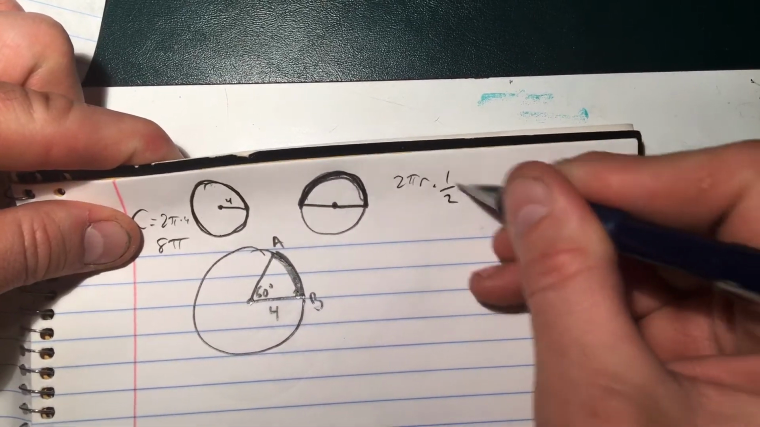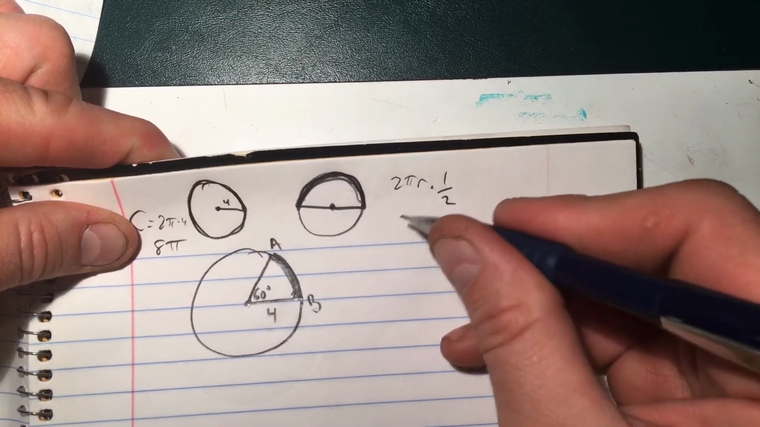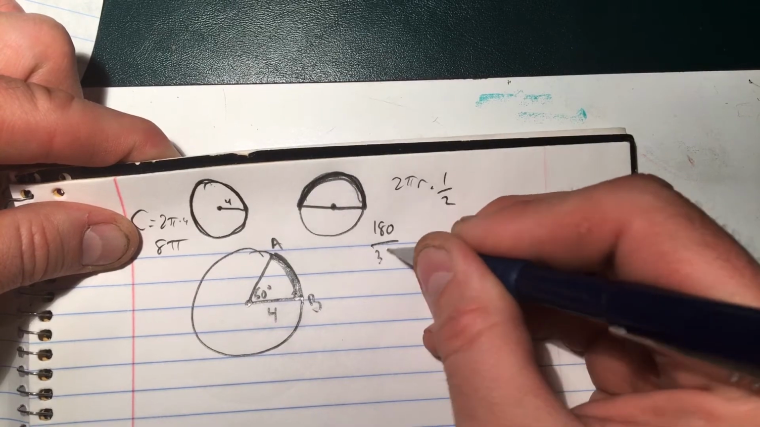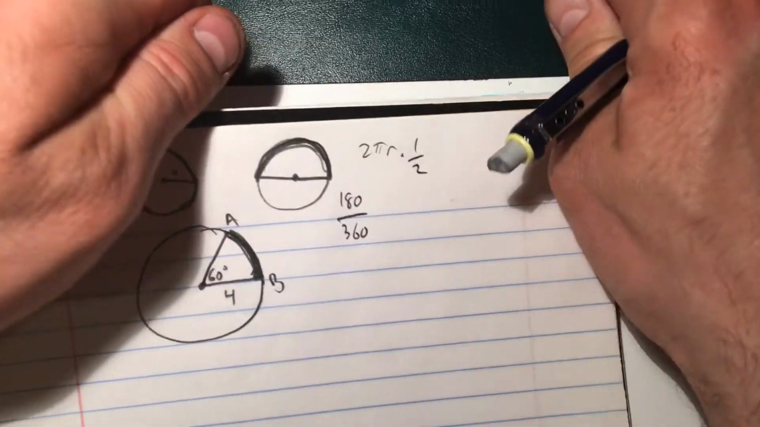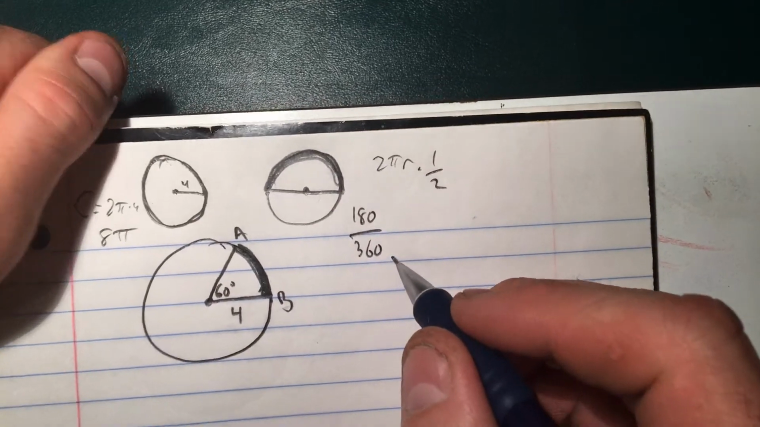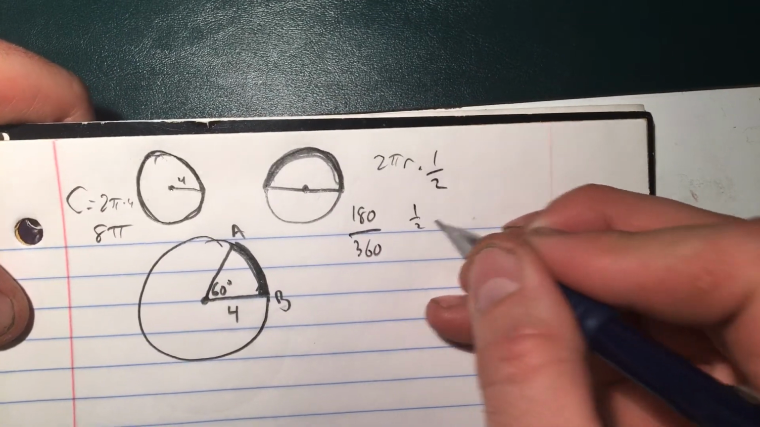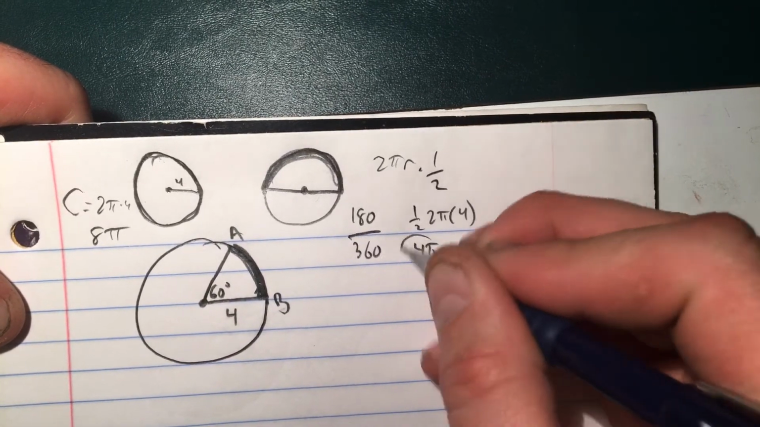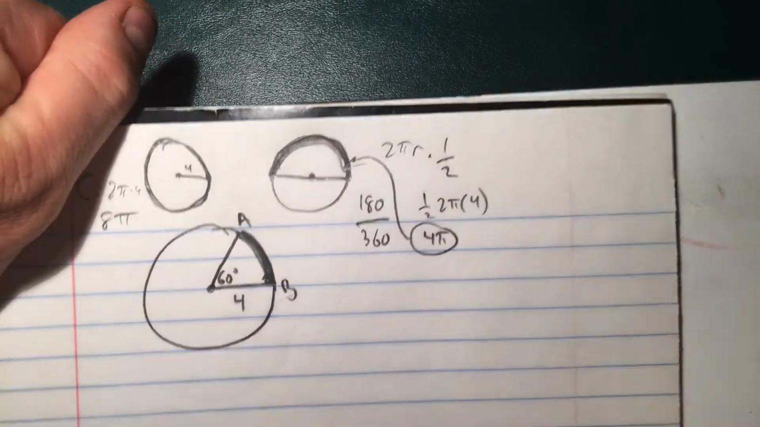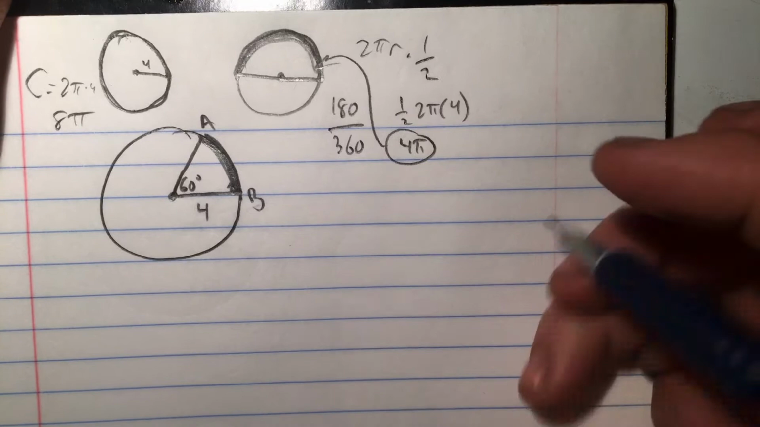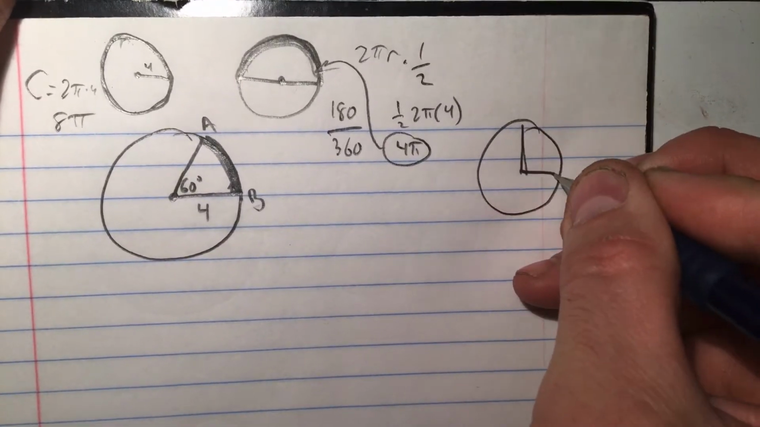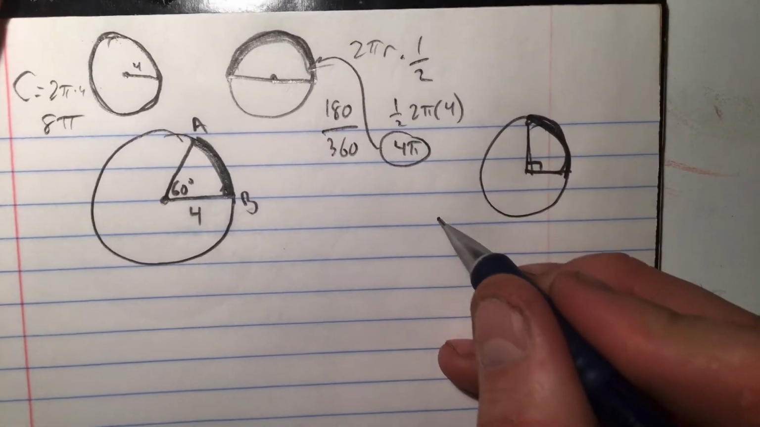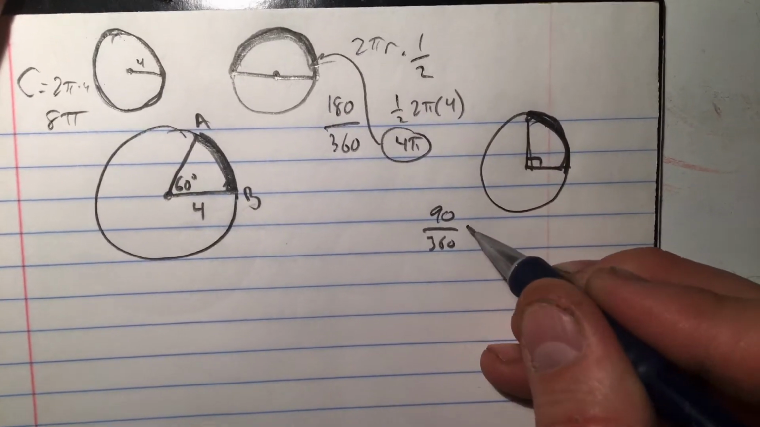So I've got to figure out where this half comes from. And it seems to me this half would come from whatever my degree is divided by 360, because that's the portion of the entire circle, right? 180/360 is 1/2. So what's 1/2 of 2 pi r? Half of 8 pi is just 4 pi. So that's the length of this arc, and there's a decimal approximation for that too. If I said, find the length of this shaded arc right here, you guessed it, 1/4 of it, because 90/360 is 1/4.